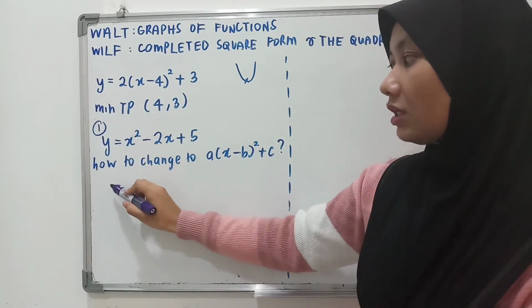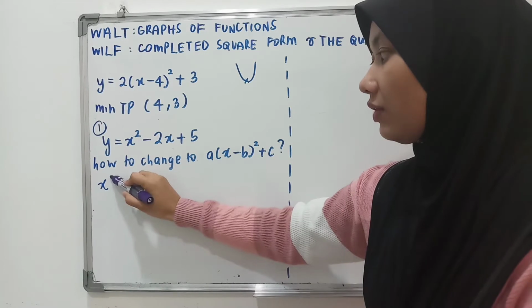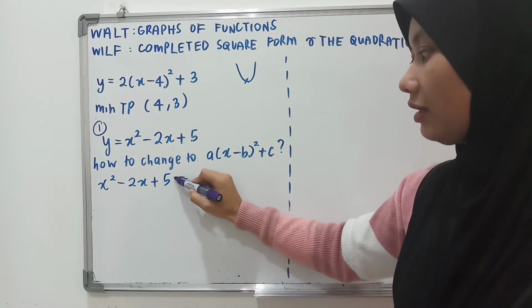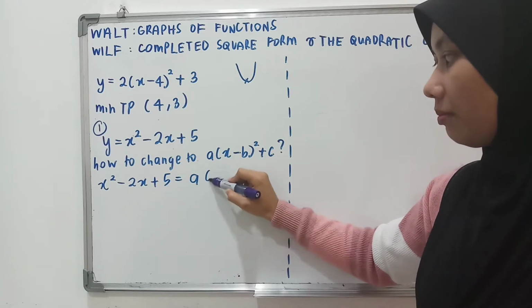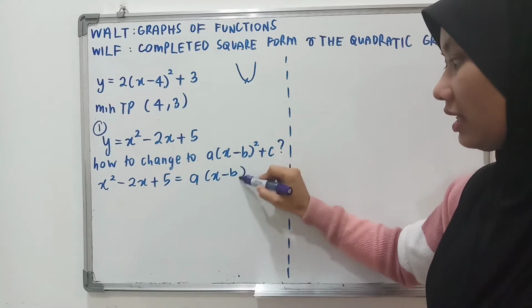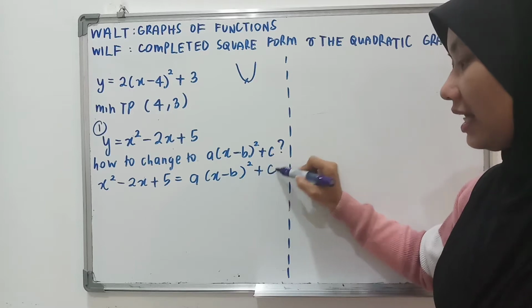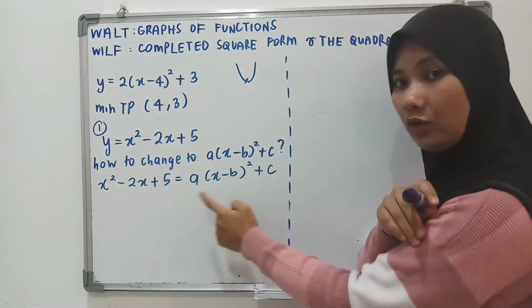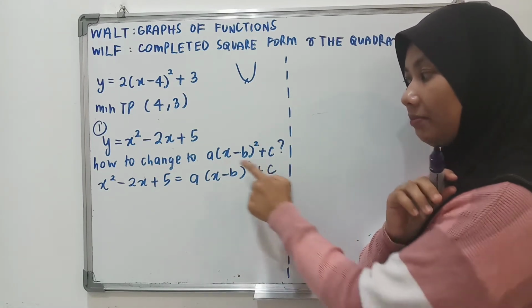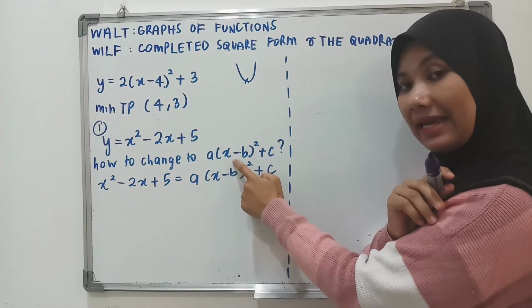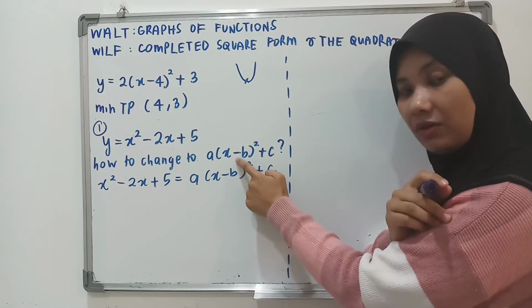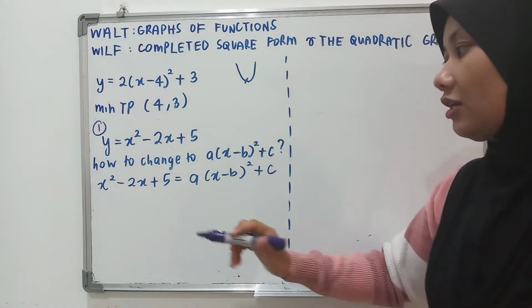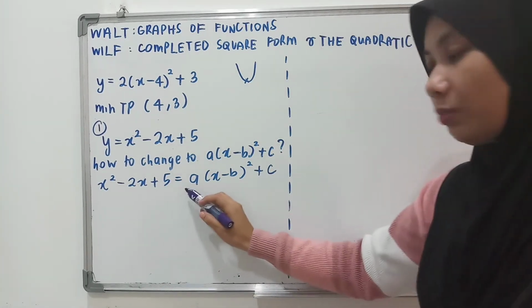I know that I want to rewrite x squared minus 2x plus 5 to be in this form, A(x minus b) squared plus c. I want to rewrite that to be in that form, so I make it equal. Remember, your aim, A bracket x minus b, square, plus c, is the general form.